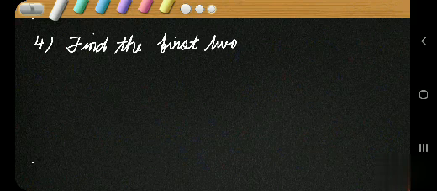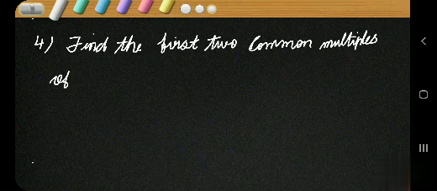Find the first two common multiples of 6 and 8. Can you say how to do this?